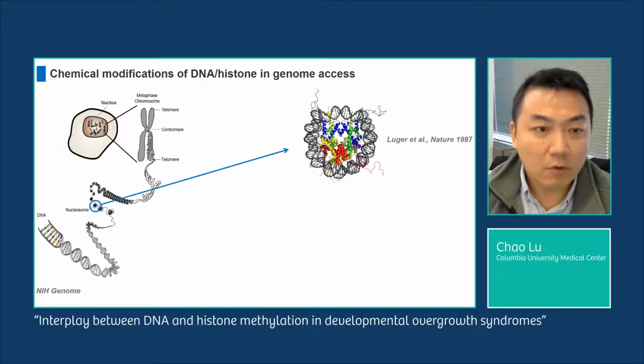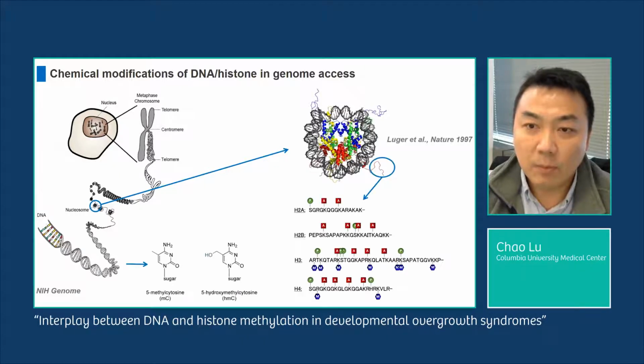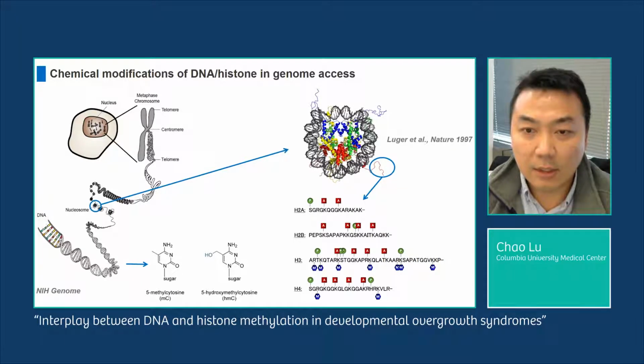At the basic level, 147 base pair of DNA is wrapped around octamer histone proteins known as nucleosomes. And from this structure, you can appreciate that for each histone, there are arm-structured tails extending from the nucleosome. And we know that both the histone tails as well as the DNA itself undergo extensive chemical modifications. So the DNA can undergo methylation and 5-hydroxymethylation. And on the histone tails, the lysine can undergo acetylation or methylation, and the serine can undergo phosphorylation, etc.